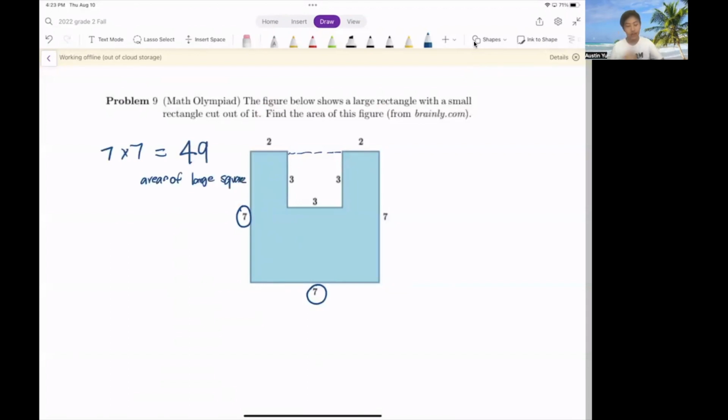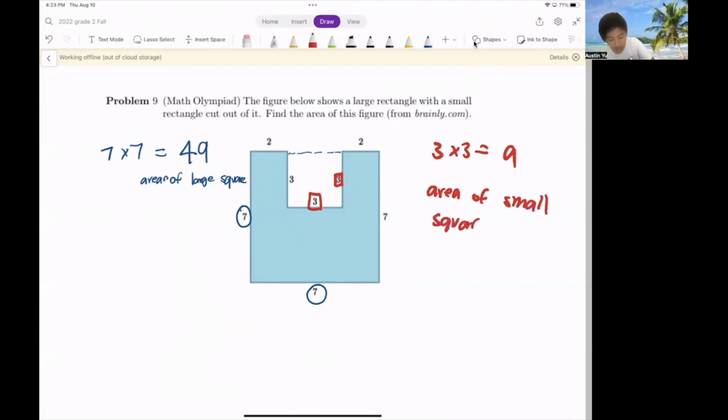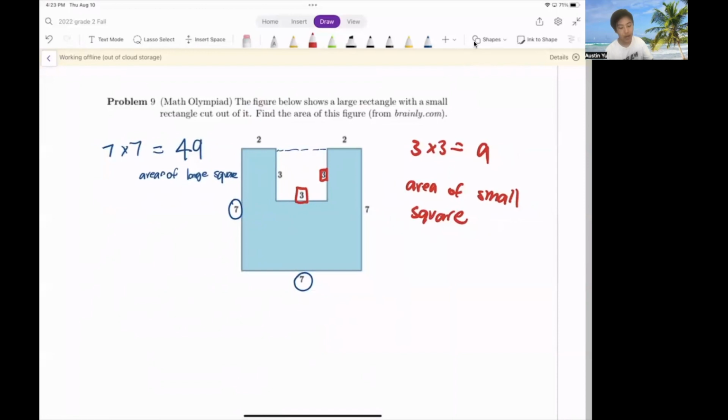But then we see here that a small rectangle is cut out of it. But this rectangle, we see here that it is a 3 by 3. So 3 by 3, we know that 3 by 3 equals 9. And that is the area of the small rectangle, which is also a square. So let's just write area of small square. So to find the area of this figure, all we have to do is subtract the area of the small square from the big square. So 49 minus 9 equals 40. So the area of the figure in blue is 40.